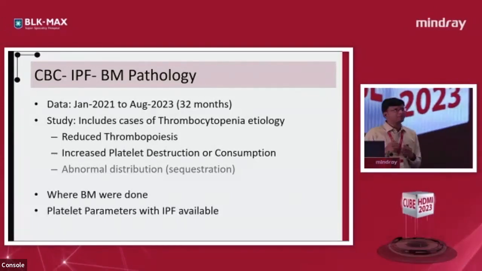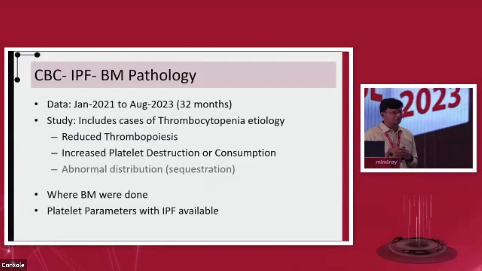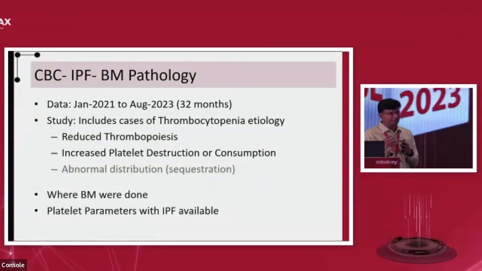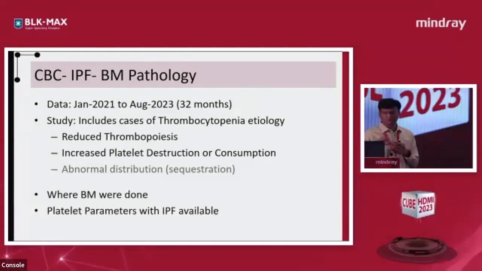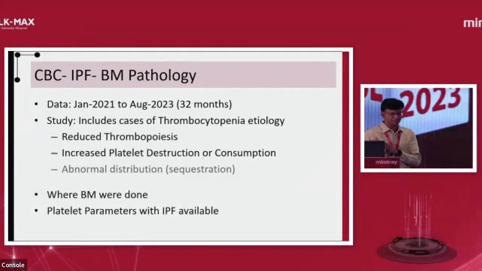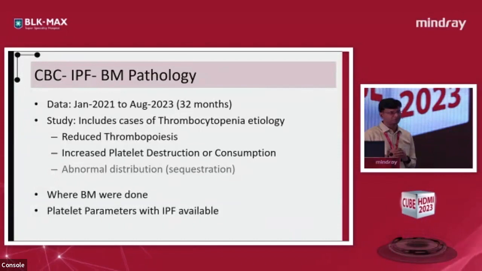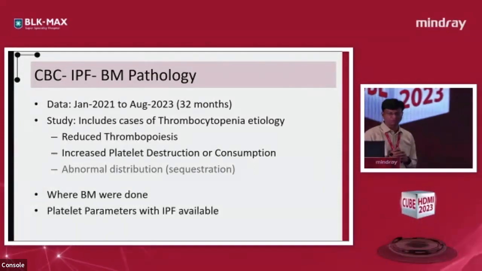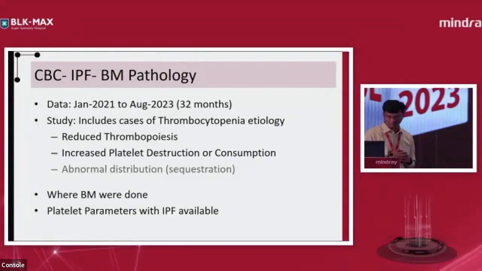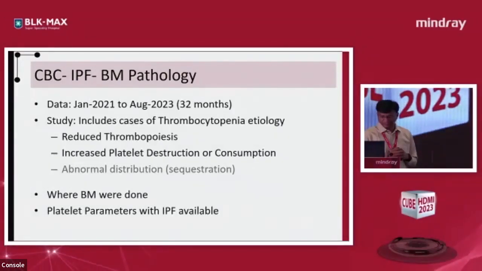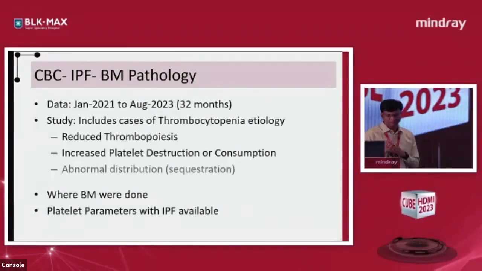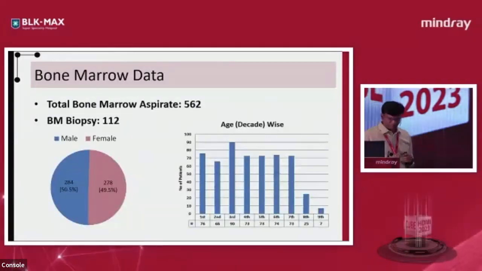I took the bone marrow data from January 21 to August 23, for 32 months. We included all the causes of thrombocytopenia, clubbed together. So it can be reduced thrombopoiesis, or increased platelet destruction or consumption, or abnormal distribution like sequestration, as happens in fibrosis or something else. We included all the cases where bone marrow data, platelet parameters and IPFs were available.